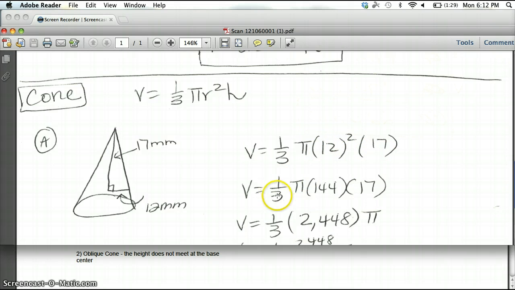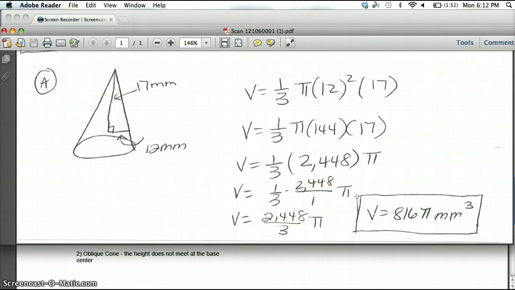So I went ahead and put my 1/3, and then 12 squared is 144. I multiplied 144 by 17, and I got 2,448 pi. Now, 1/3 is a fraction, so I want to make 2,448 a fraction as well. So volume is 1/3 times 2,448 all over 1, pi.